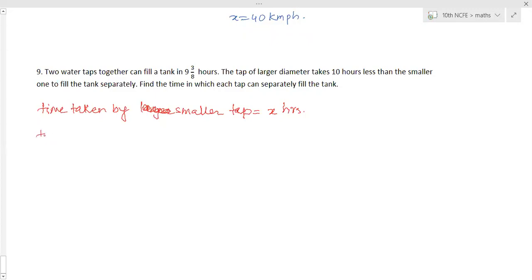X minus 10. The time taken by the larger tap will be X minus 10 hours to completely fill the tank. Now, if the smaller one takes X hours, in 1 hour, how much part of the tank will it fill?